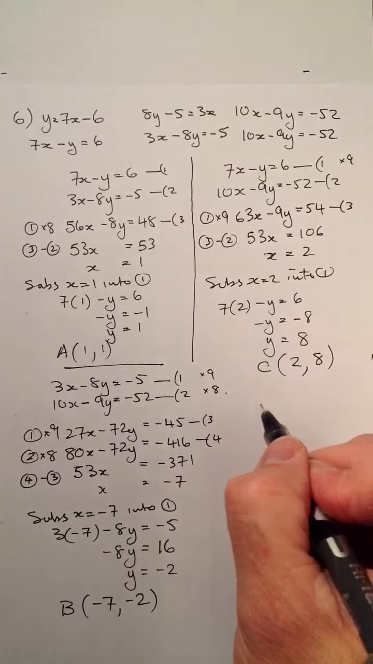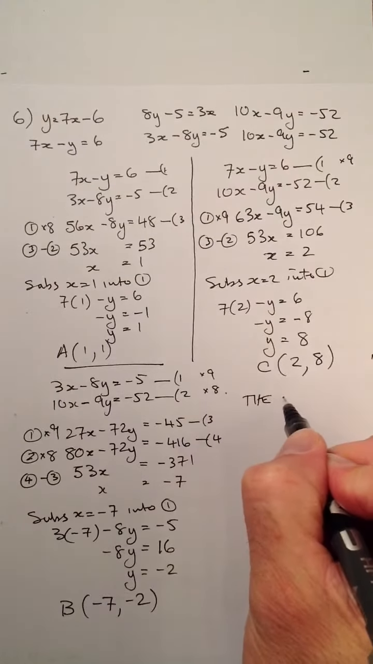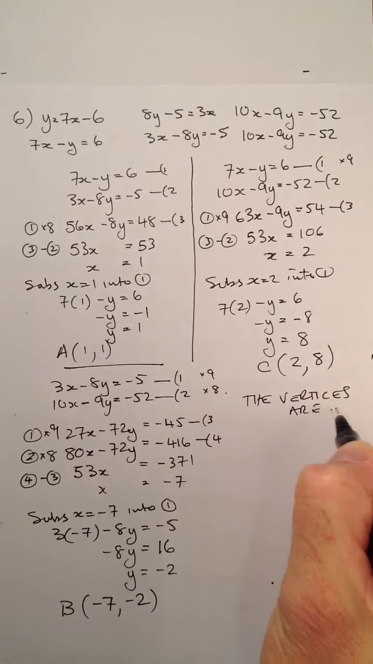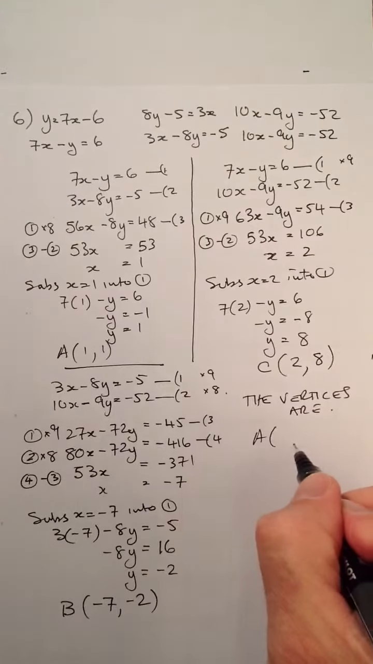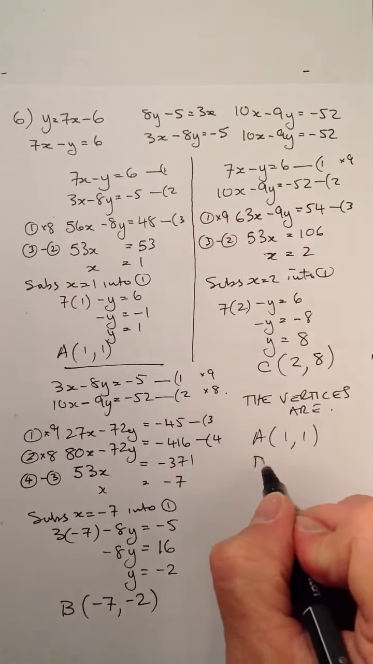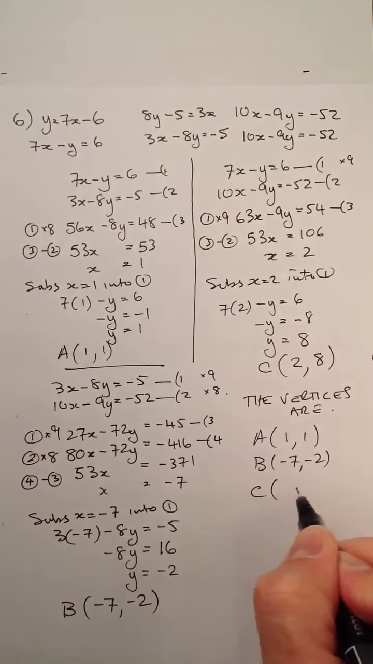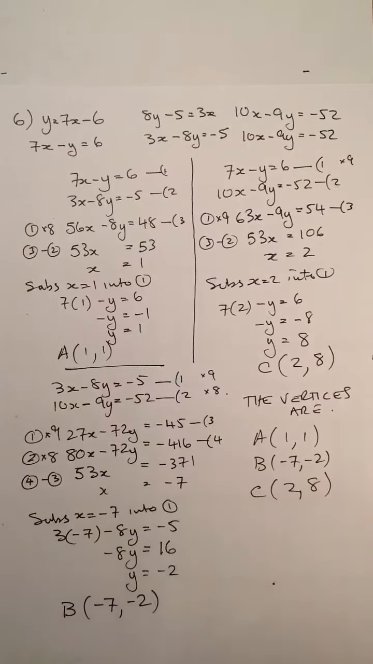Okay. So in summary, the vertices are, for A, I've got 1, 1. B, I've got minus 7, minus 2. And for C, I've got 2, 8.